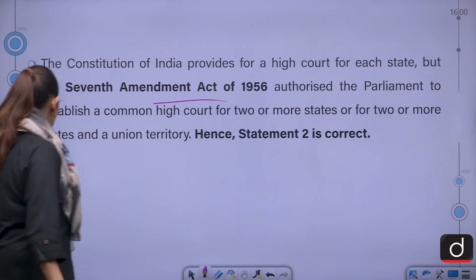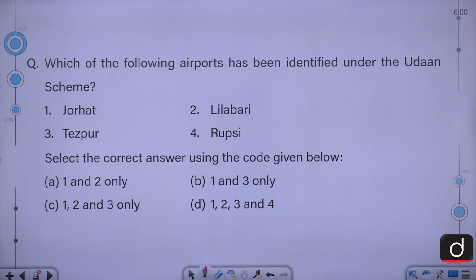Alright, moving on. Let's talk about our next question. Which of the following airports has been identified under the Udan scheme? Jorhat, Leelabadi, Tezpur, Rupsi. Select the correct answer using the code given below. 1 and 2 only, 1 and 3 only, 1, 2 and 3 only, 1, 2, 3 and 4.